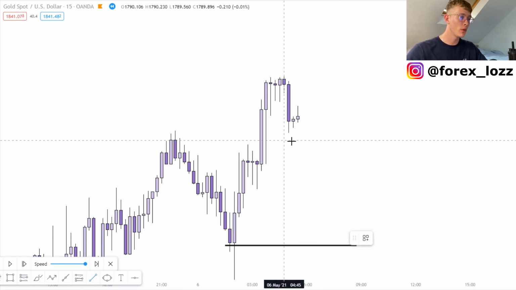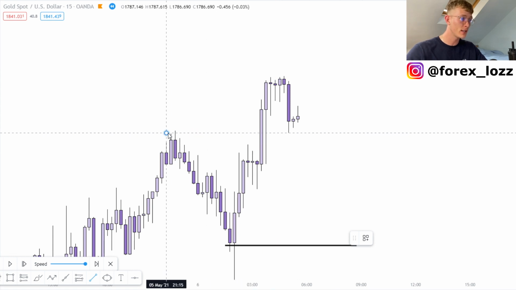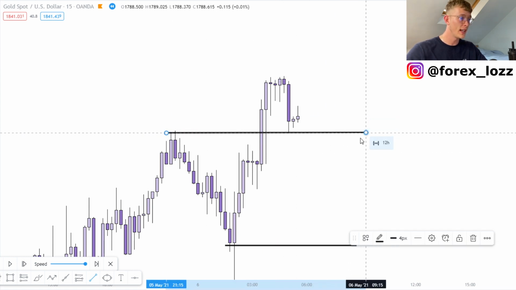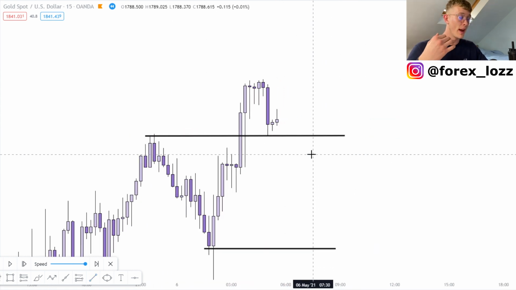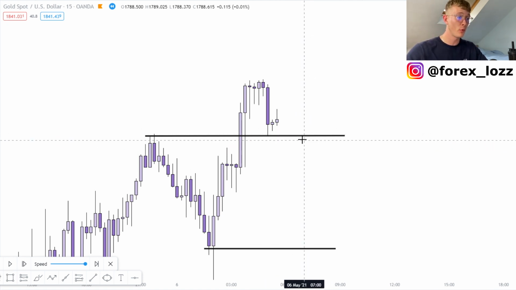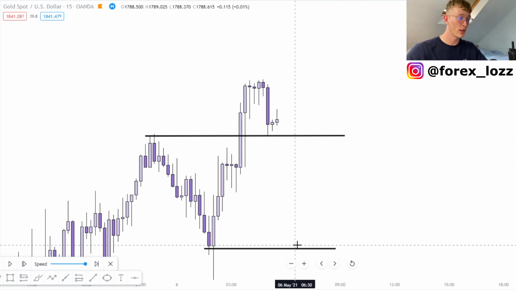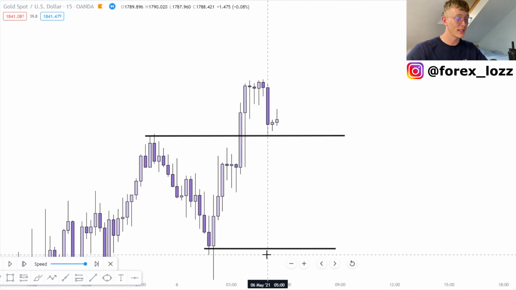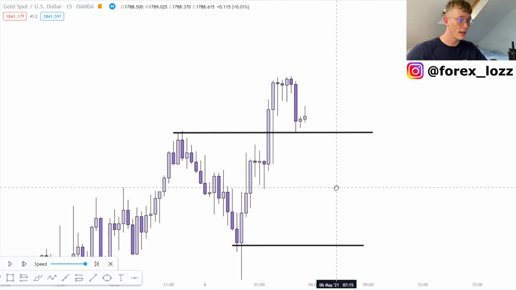What we can do once we start seeing these wick rejections is draw a key level for price to remain above, and if price does break through this level, we can then maybe look for price to come back to here. But if price then breaks this level, then the trend will start to become invalid, and if we're failing to see higher highs, the trend will also be invalid.